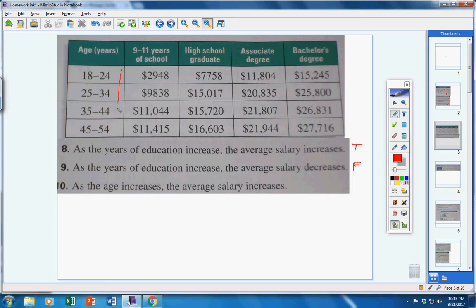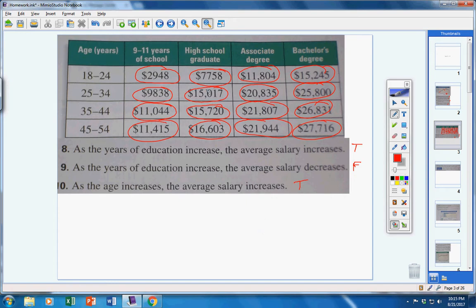Let's see. Now we're going down. So here's 18 to 24-year-olds, 2,000. Next age group, 9,000. Next age group, this much, then this much. Did it increase each time? Yes, it did. Same thing here, 7,000 to 15,000 to 15,700 to 16,000. So as I go down, this is for an 18 to 24-year-old, it goes up for a 25 to 34-year-old, it goes up for a 35 to 44-year-old, and it goes up for a 45 to 54-year-old. And same thing here. Increase, increase, increase. So that is true.